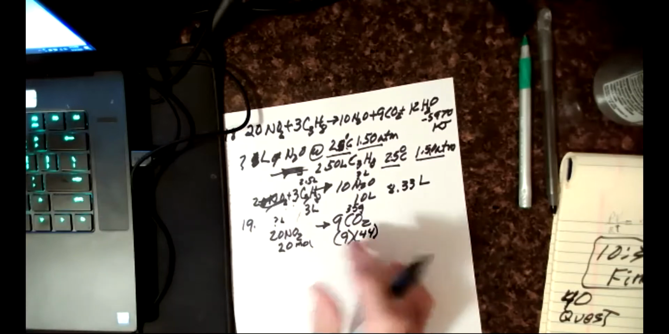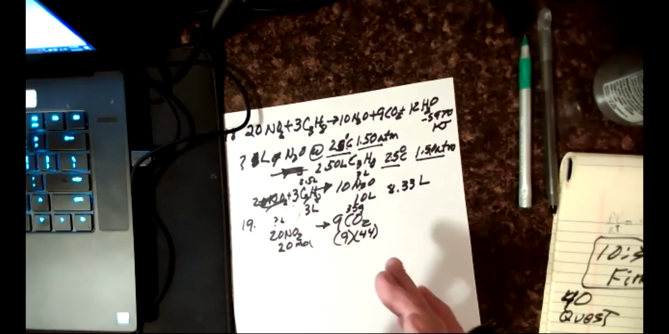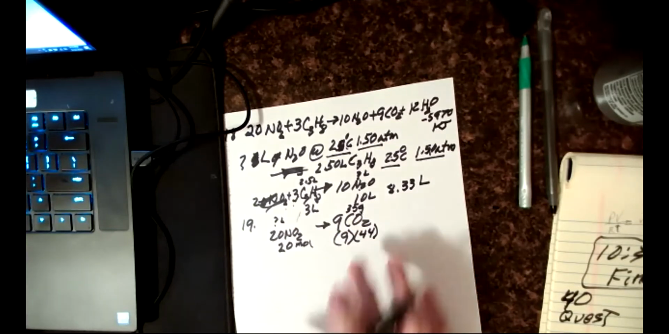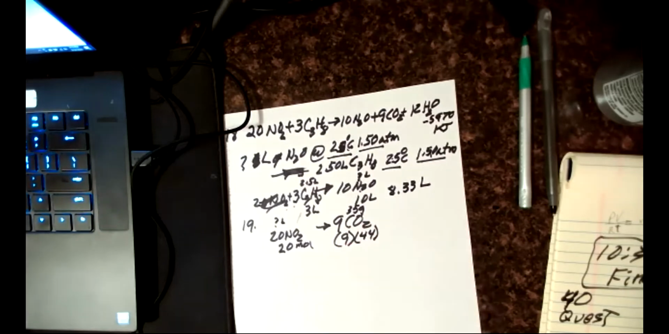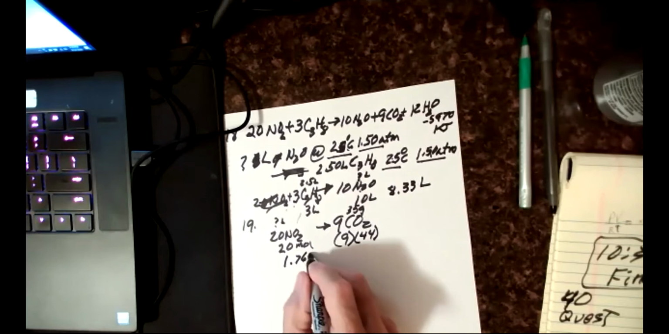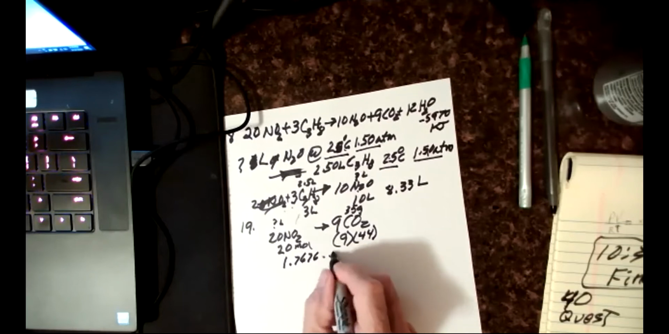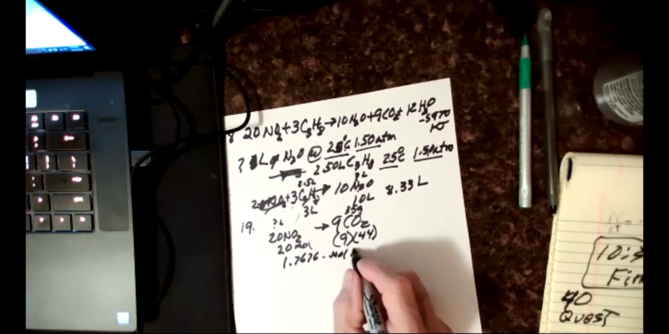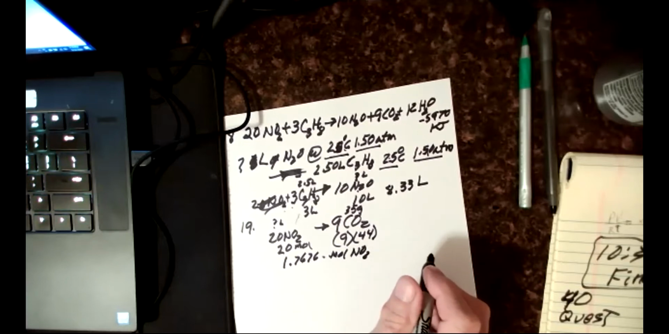So I can solve this first in moles, and then I'll get the answer from the ideal gas equation. So I've got 35 divided by 9 and divided by 44. Yes. So there's my rebalancing factor on my screen. I multiply it by 20. And what I come out with is I'm going to have 1.7676 moles of NO2 that I'm going to need.